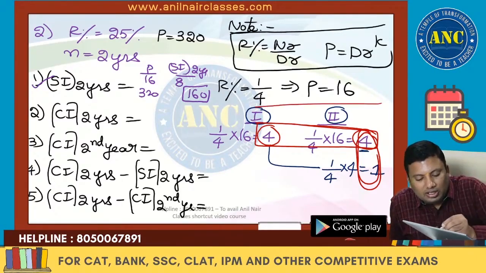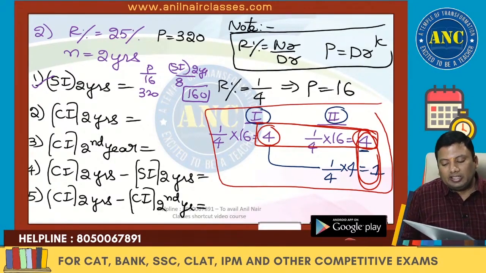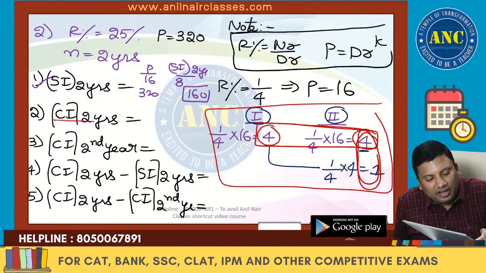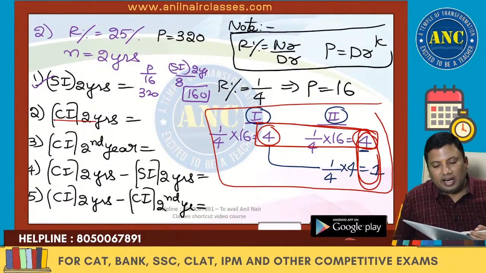This total is nothing but CI for 2 years. I hope it is clear. Now, CI for 2 years is 4 plus 4 plus 1, which is 9.